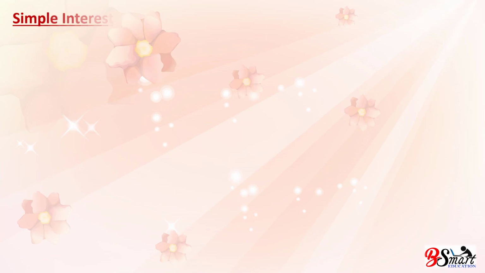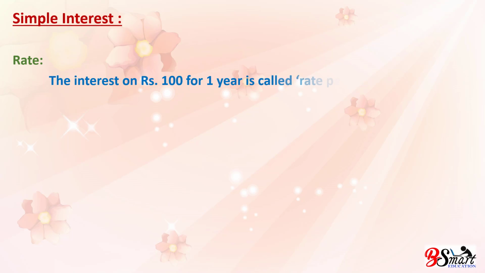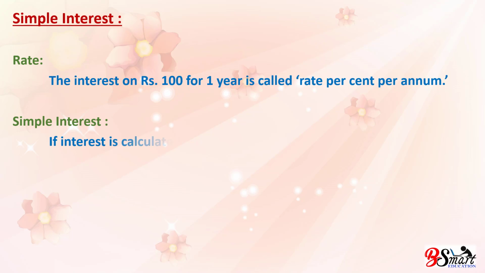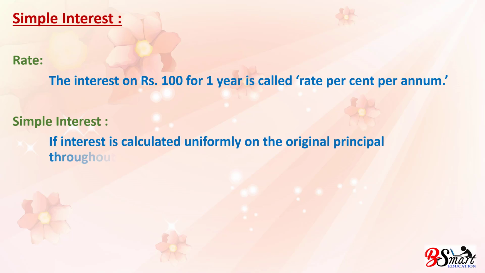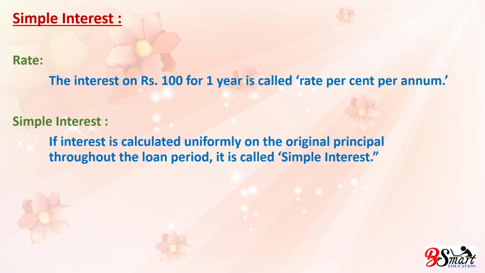The interest on rupees 100 for 1 year is called rate percent per annum. Simple interest: if interest is calculated uniformly on the original principal throughout the loan period, it is called simple interest. If P is the principal, T is the period in years, and R is the rate of interest.